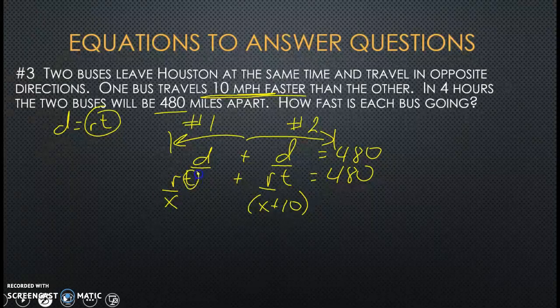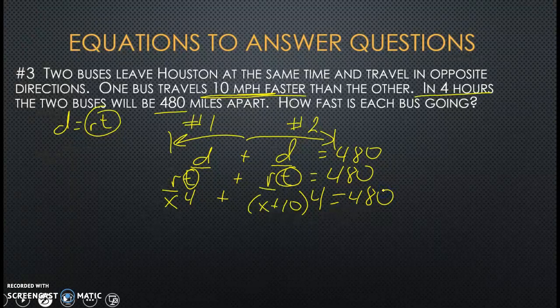Do we know the times for the two buses? Well, it says in 4 hours they're going to be 480 miles apart. That means the time for both of them is 4. So we have the rate times the time, that's X times 4 for the first bus. The rate times time for the second bus, that's X plus 10 times 4, eventually equals 480. So here we have an equation.